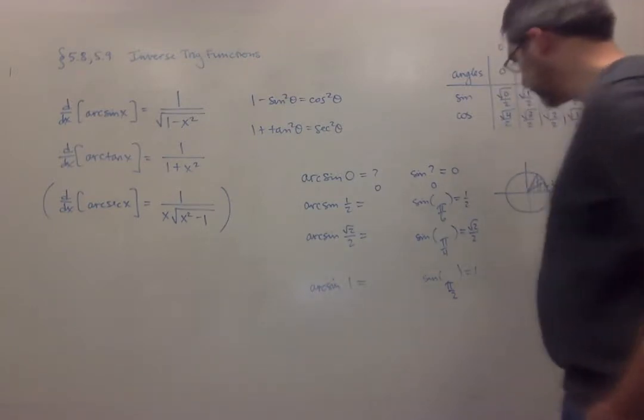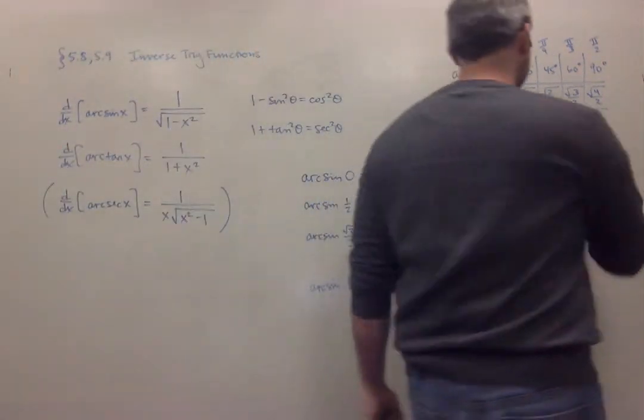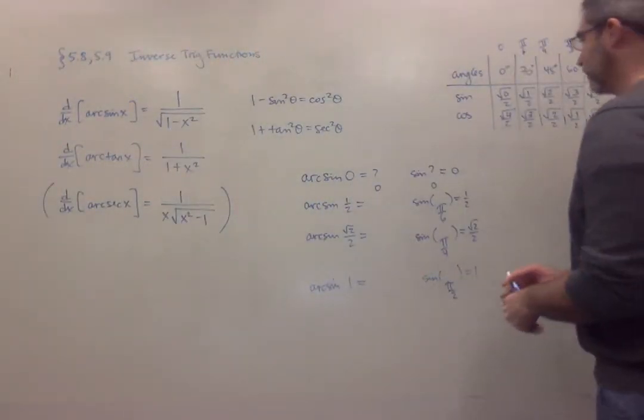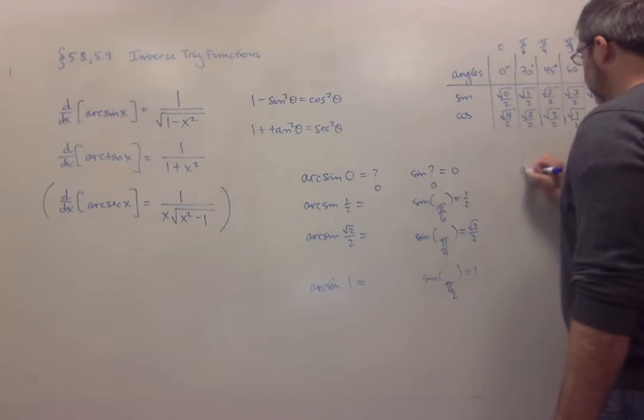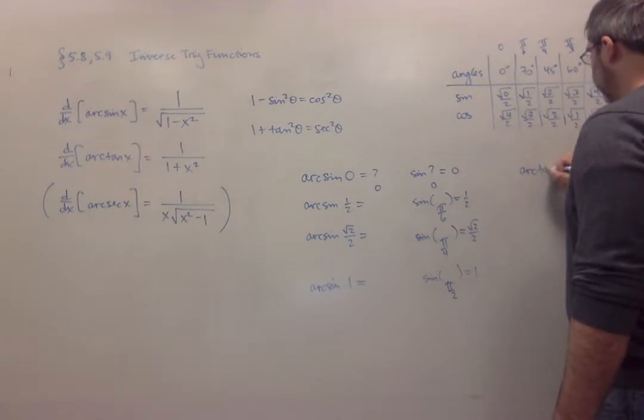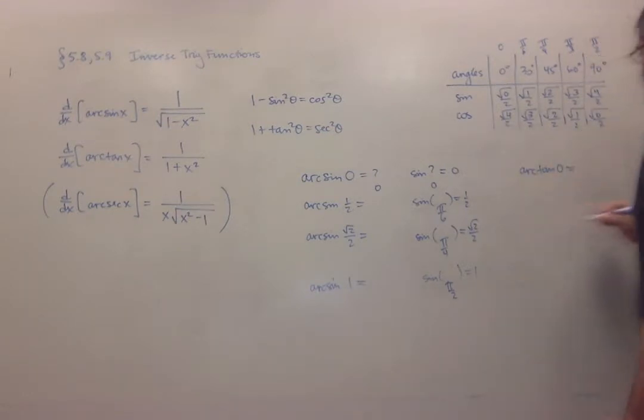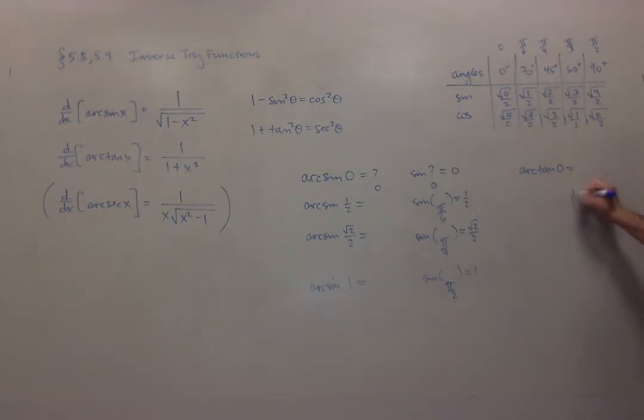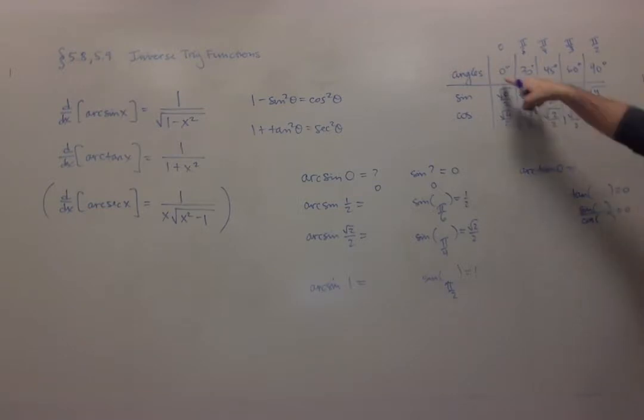Arc tangent, the only thing you need to remember is tangent is sine over cosine. So for instance, if I say what is the arc tangent of 0, what I mean is what angle has tangent 0, and that means that the sine over the cosine is 0. So the sine is 0, and that's just the angle 0. Okay, so arctangent of 0 is 0.